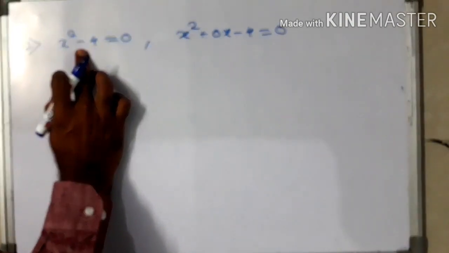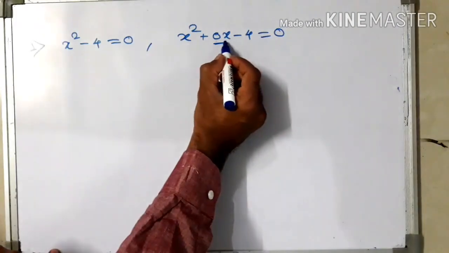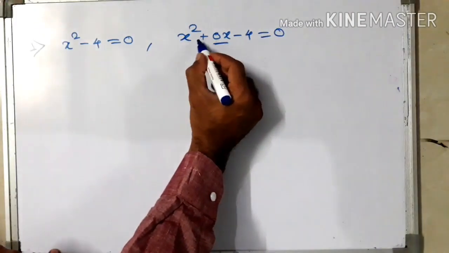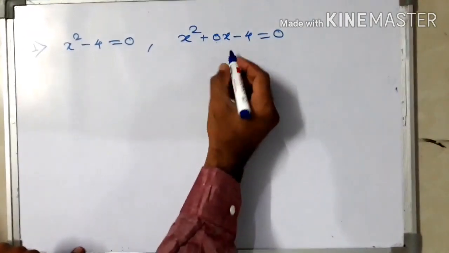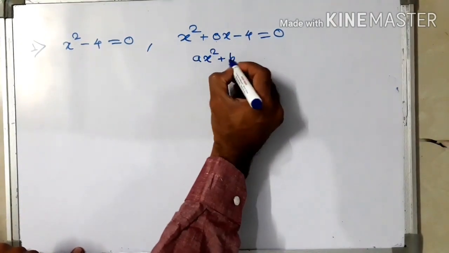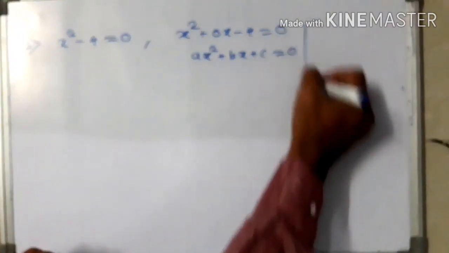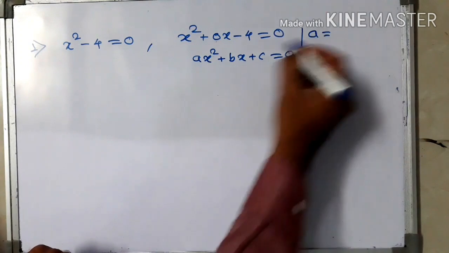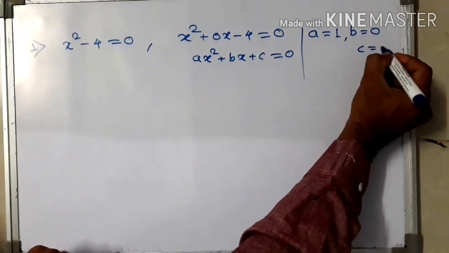There is no middle term, so we take 0x as the middle term, so 0 into x is 0 and that equation remains unchanged. By comparing this equation with the standard form or general form of a quadratic equation, we can find the values: the value of a is 1, the value of b is 0, the value of c is minus 4.